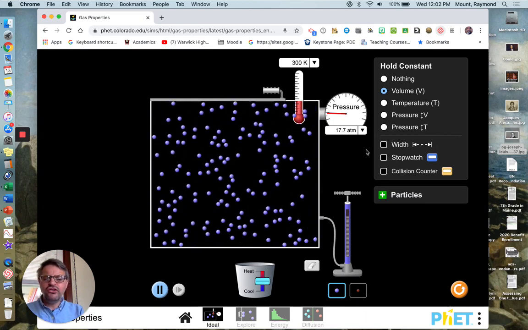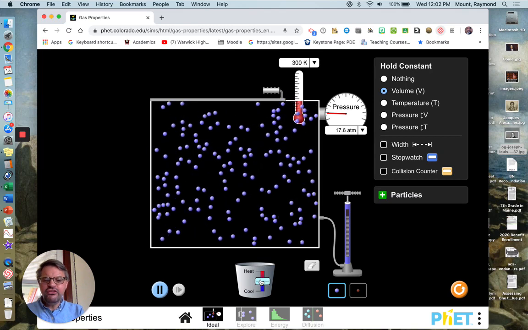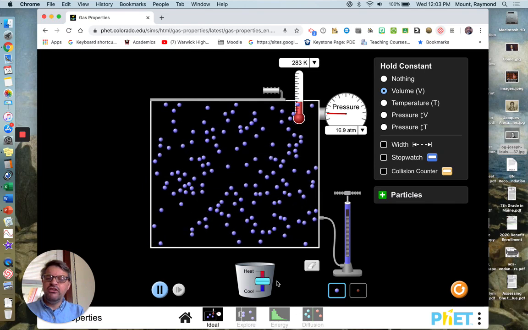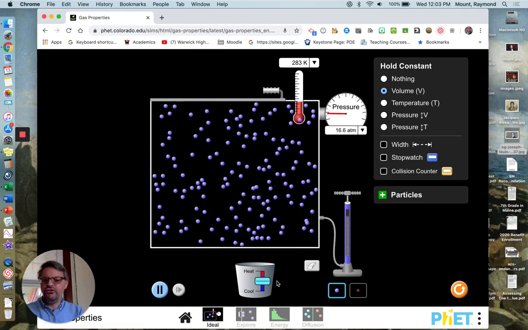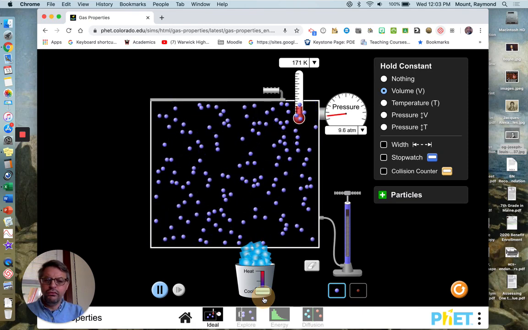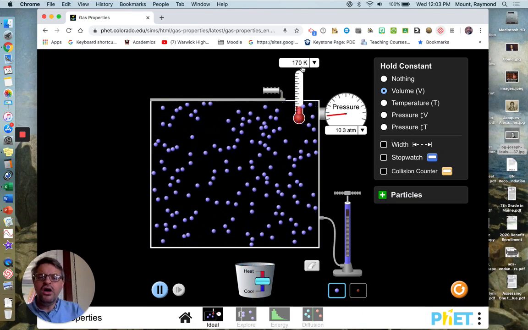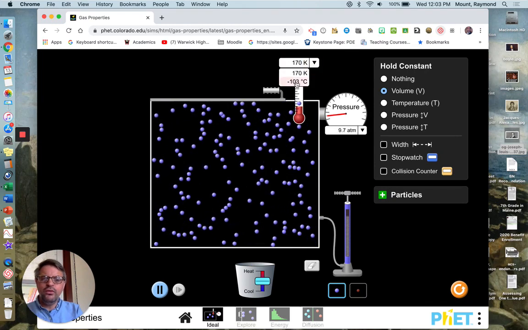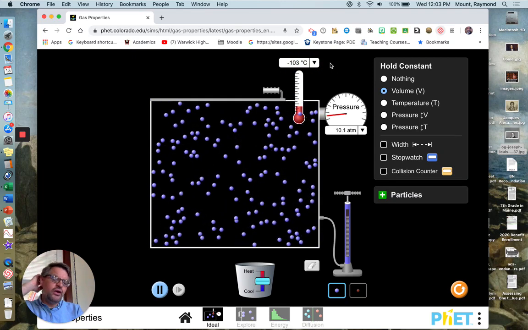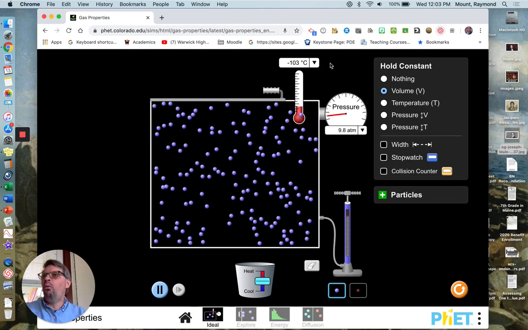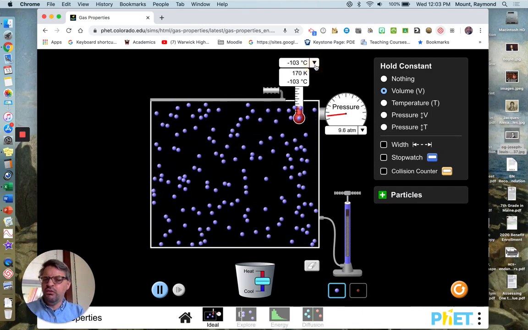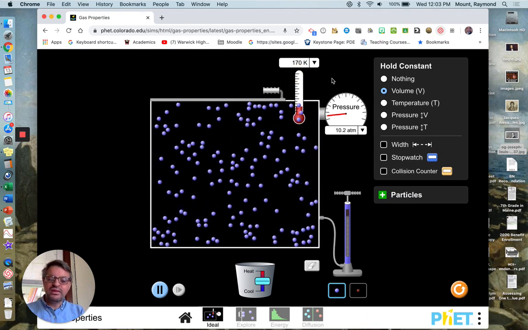So what you're going to do then is either heat or cool the gas, and you need to get 5 different temperatures. For instance, if I cool the gas, I've cooled it down to 170 Kelvin, which in Celsius is about 100 degrees below zero. In Fahrenheit, that would be probably about 180 below zero. Pretty cold. But again, you want to get your data in Kelvin.